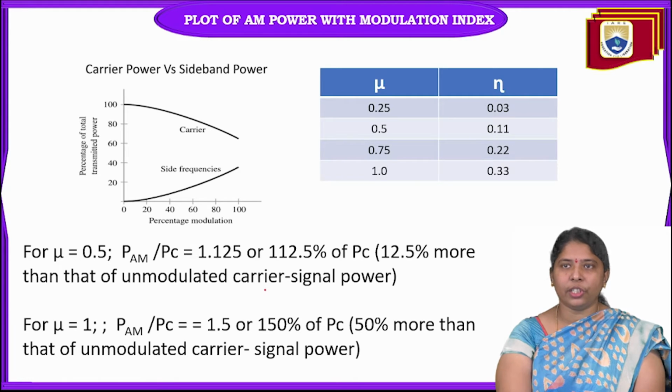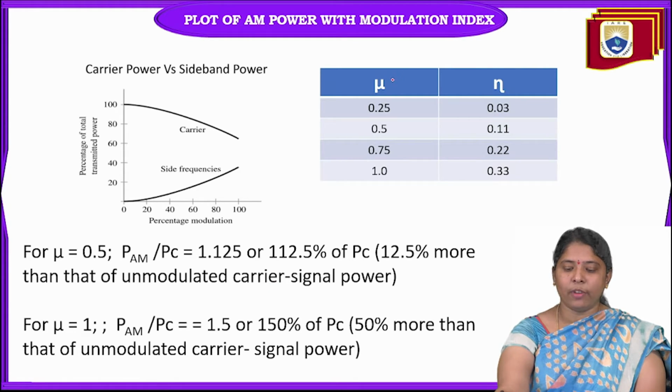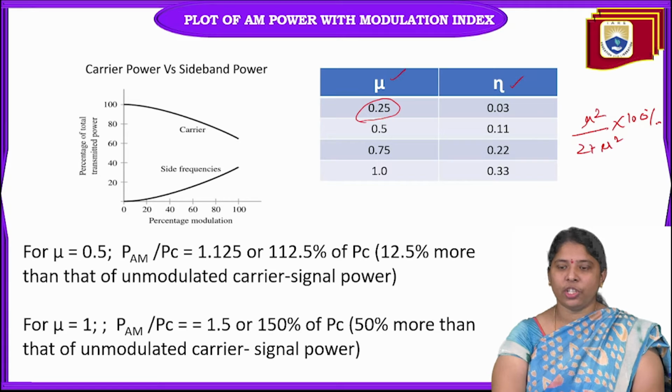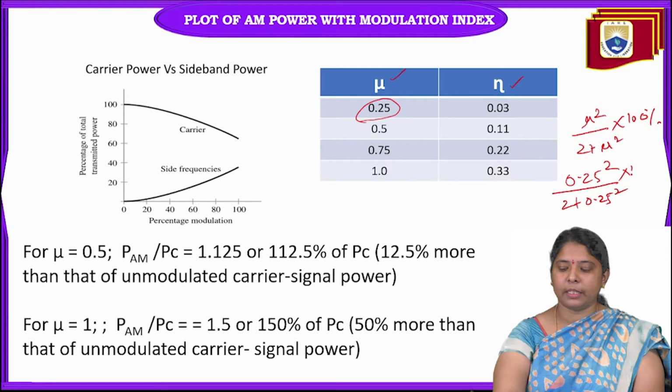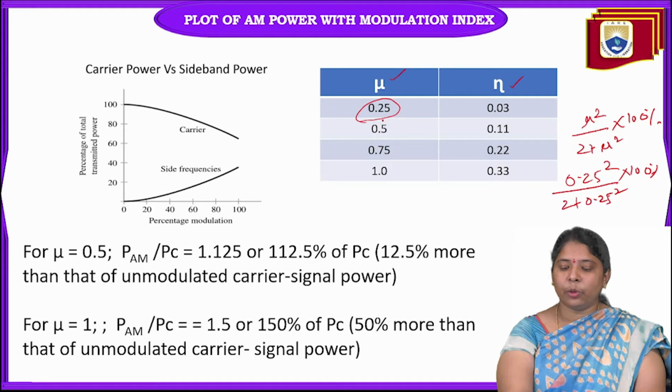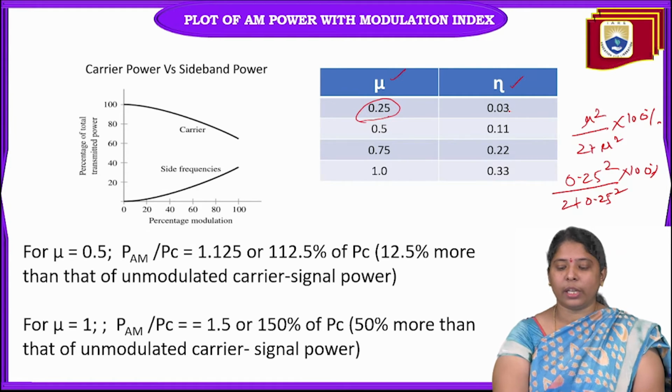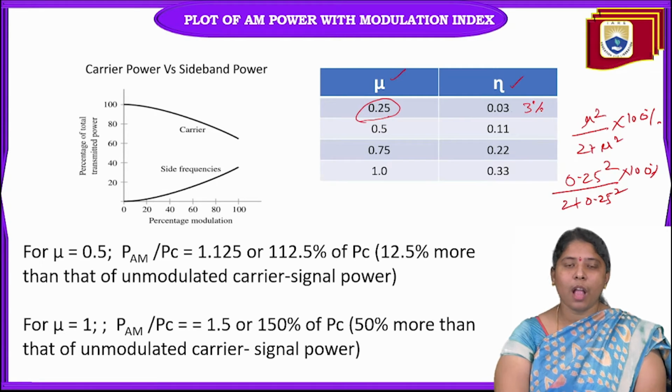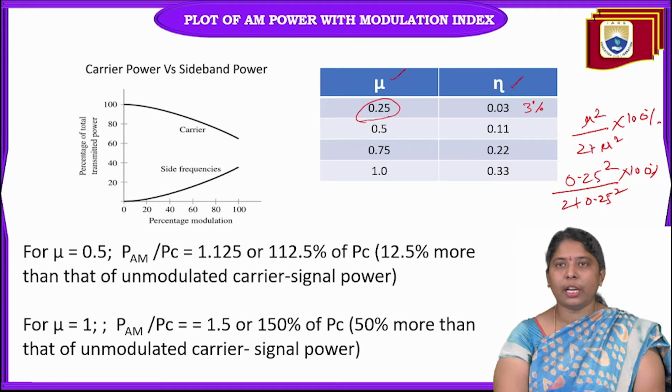And this is one more graph. Suppose mu value is 0.25. What is its efficiency, eta? We can use the formula mu square by 2 plus mu square into 100% for the calculation of transmission efficiency. For mu 0.25, it becomes 0.25 square by 2 plus 0.25 square into 100%, which is about 0.03. If we multiply with 100, we get 3% only sideband power, and 97% is wasted in the carrier power.